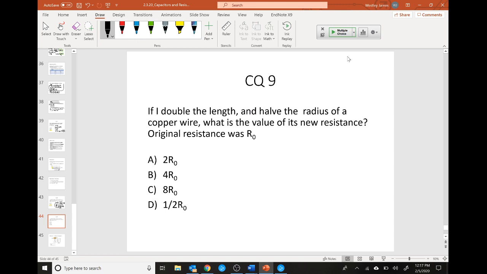Do this real quick. I'll give you all 1 minute, and then I have some final thoughts I want to give you. If I double the length and halve the radius, what happens to the resistance? Hopefully this is a give me. Should be real quick. Last one, I have the diameter. Now I have the radius.